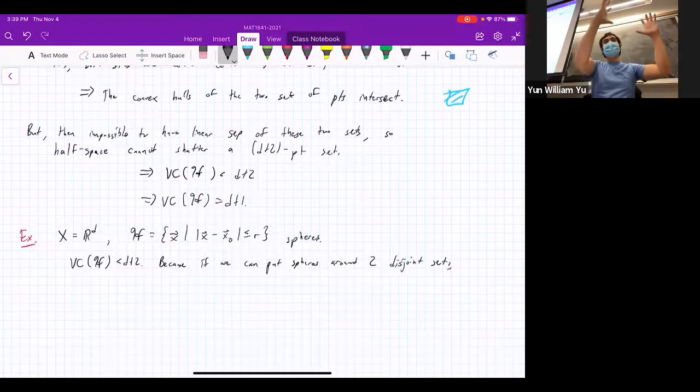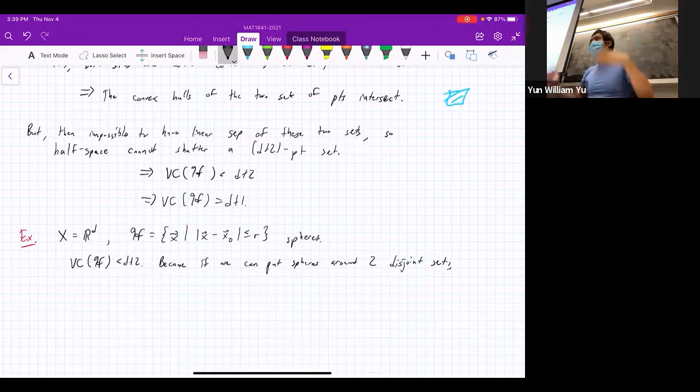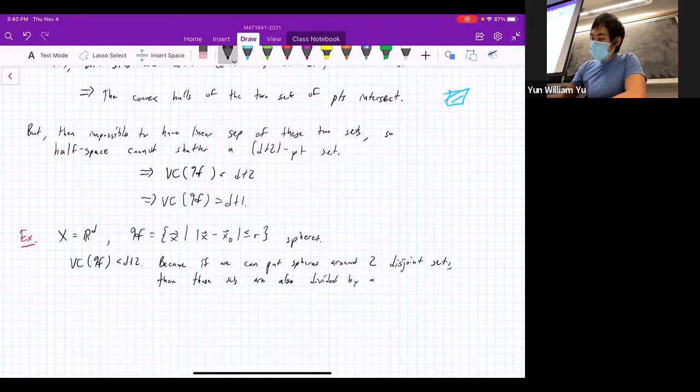The reason is that if we can put spheres around two disjoint sets, where one sphere contains this set and another sphere contains that set, and the spheres don't overlap, then there has to be some hyperplane between the two spheres. That's just one of the properties of spheres and convexity. So when those sets are also divided by a hyperplane, and we know the VC dimension of half spaces is d+1, clearly the VC dimension of spheres can't be higher.